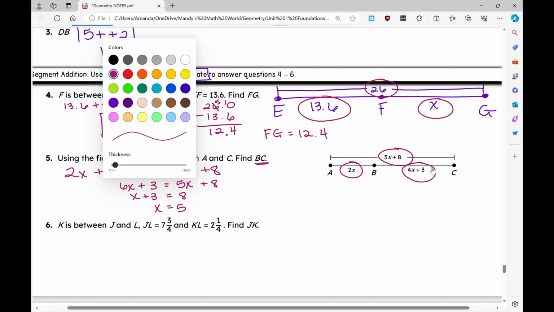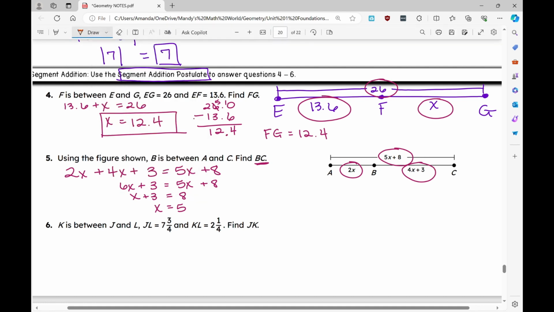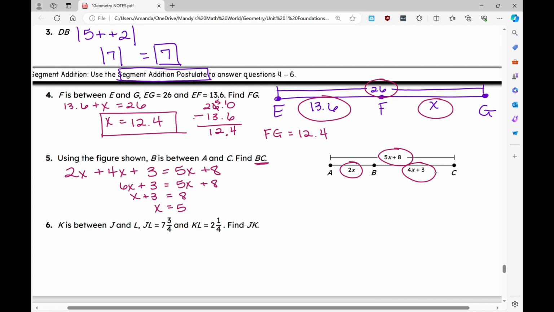So I'm going to change colors again, just because I like to do this. If x equals 5, and the length of BC is 4x plus 3, then the length of BC is going to be 4 times 5 plus 3. So what does that mean? The length of BC is 4 times 5 is 20, plus 3 is 23. There's my answer. So you need to make sure, am I done when I get the value of x? No, okay, because this told me to find the length of BC.